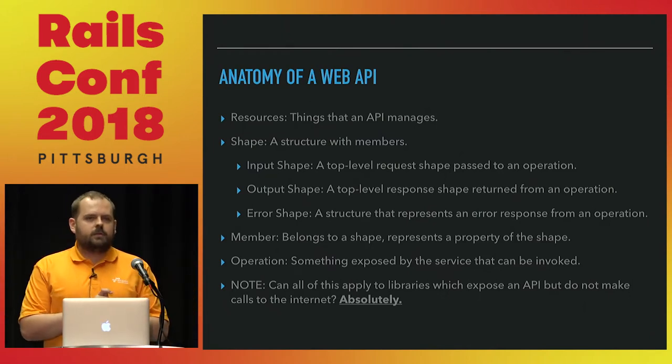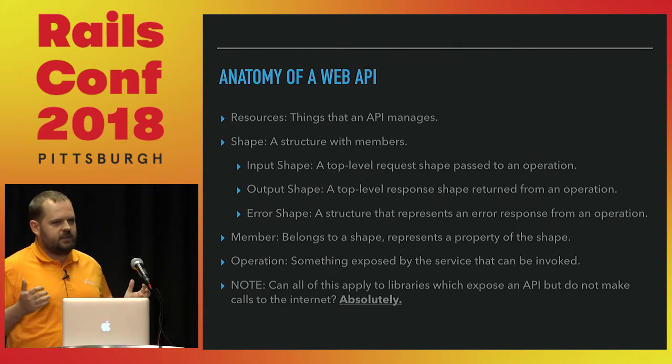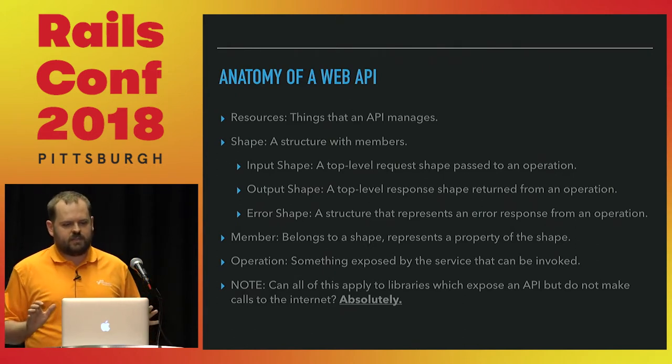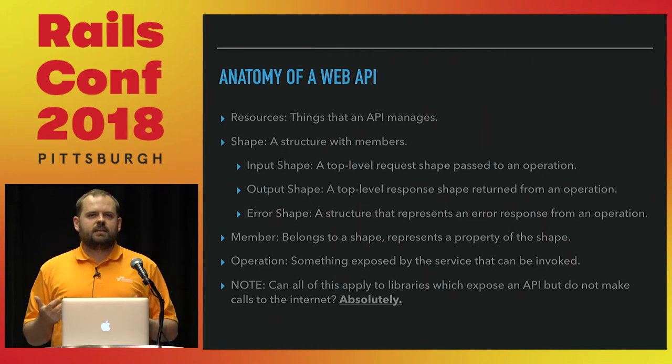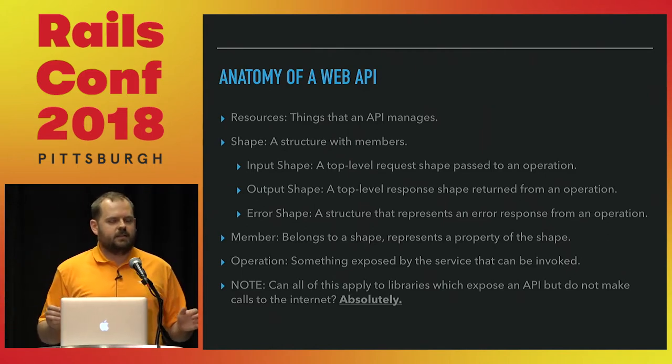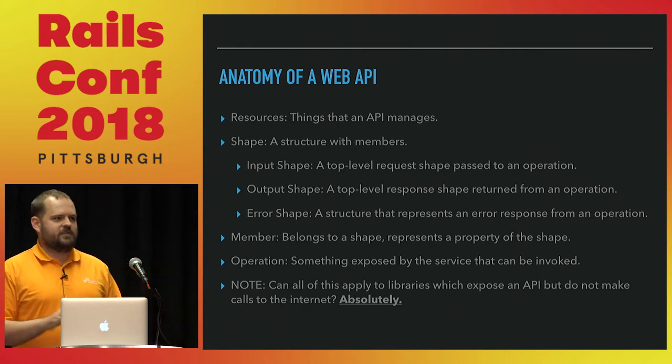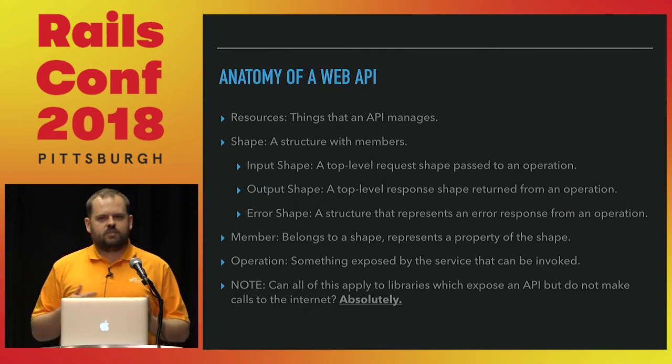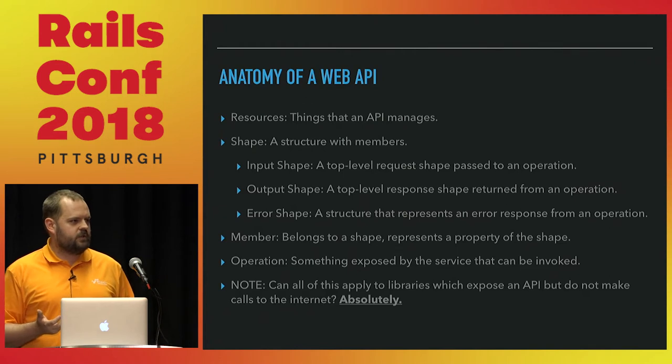Okay, so we have here a list of terms. I don't want to spend too much time on it, but essentially these are the terms we use for naming parts of an API at AWS. These are not universal terms. These are not the only way to describe things. It's just a way to have a common language to talk about this.